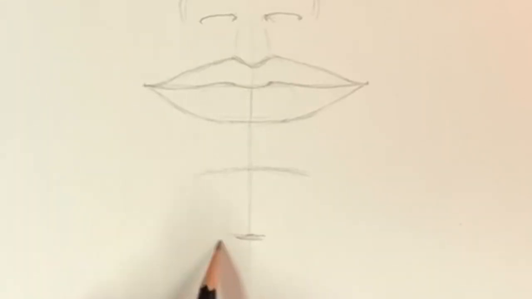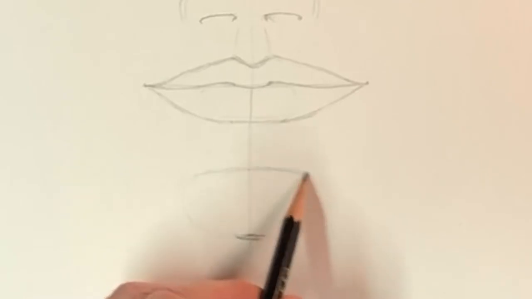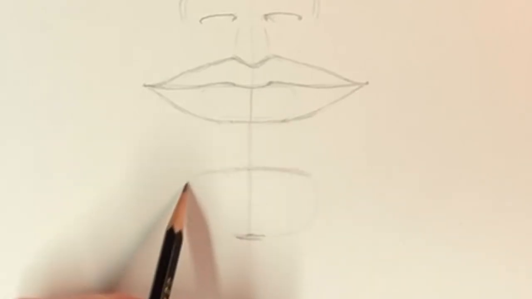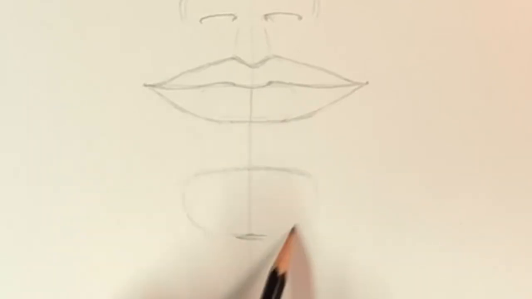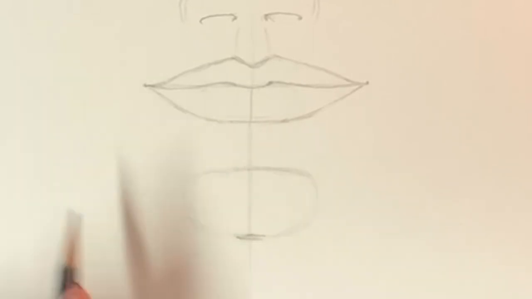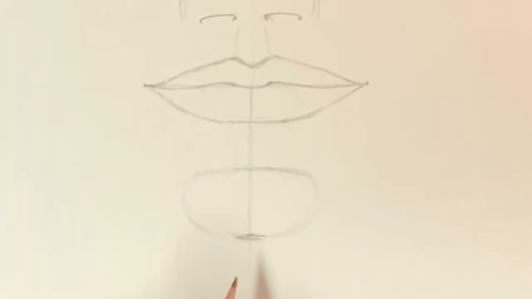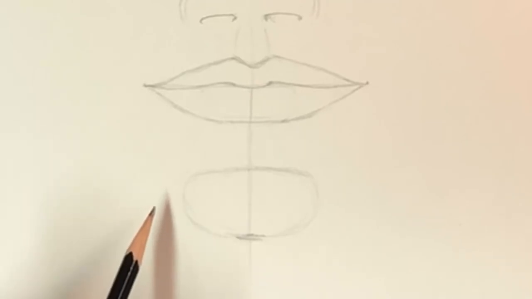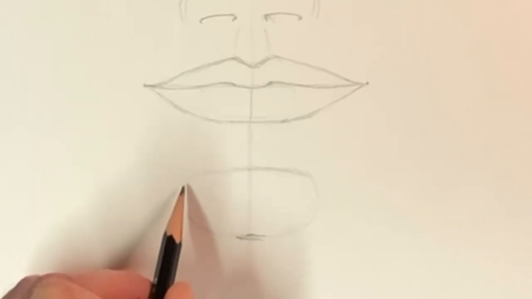Okay, and so the chin, I like to just think of it as, again, one of these spherical things. Okay, and then it transitions itself back to the jaw.